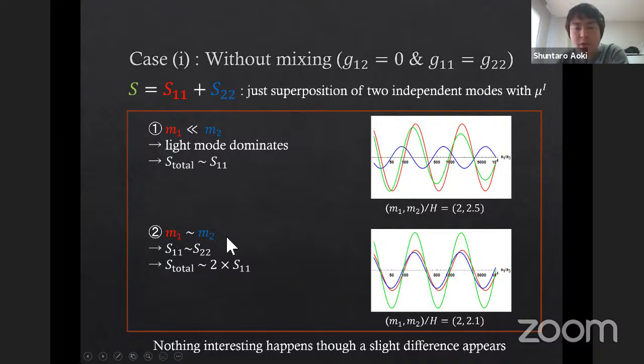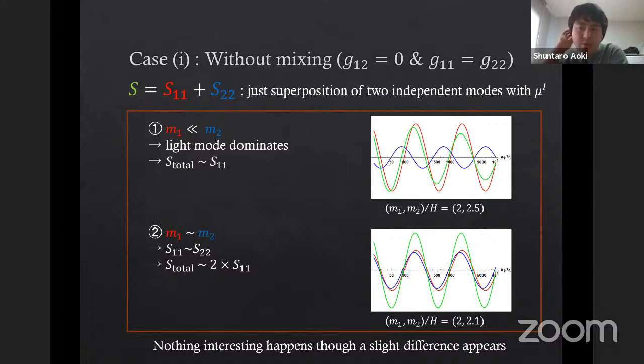And next, let's consider the degenerate case. M1 is similar to M2. In this case, the waveforms of particle 1 and particle 2 are almost the same. Then the total shape is just twice the single wave. So you can see in this figure, the green line is just twice the red or blue one. So from this observation, we find nothing interesting appears, though a slight difference appears. Actually, in the second example, precisely speaking, the aspect ratio of the shape function is a bit different from the single particle case. So in principle, we can distinguish them, but this is a minor difference.